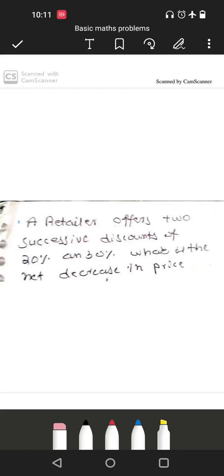Dear aspirants, we will continue with the basic math type of questions. These are related to proportions and percentages, as I mentioned in the previous class. So question number 5. A retailer offers two successive discounts of 20% and 30%. What is the net decrease in the price?